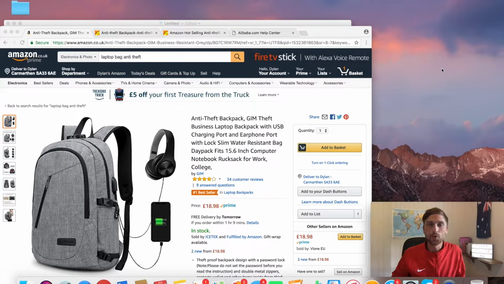I'm going to be showing you how to calculate profitability in real time, no boring spreadsheets. We're going to keep it short and sweet. You can take out a pen and paper and apply this yourself whilst you're browsing for products using the Jungle Scout Chrome extension.